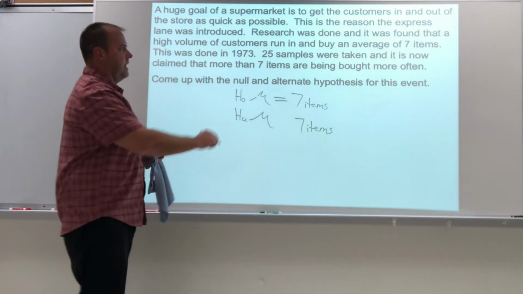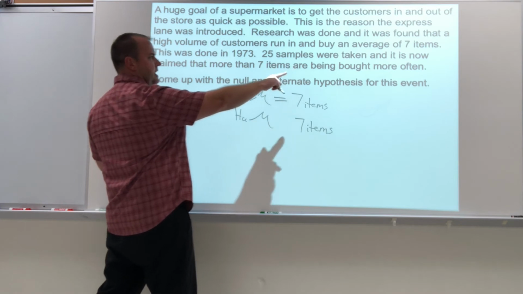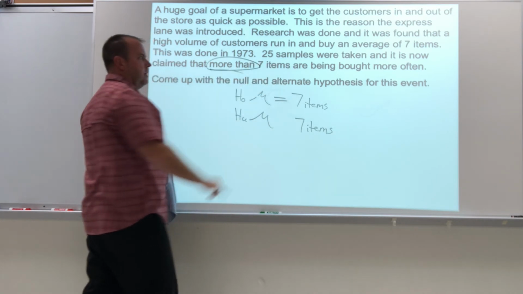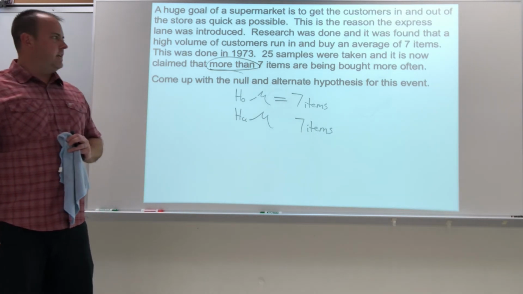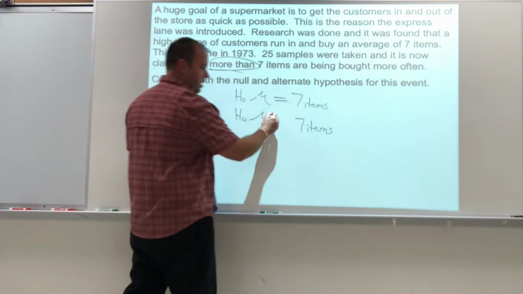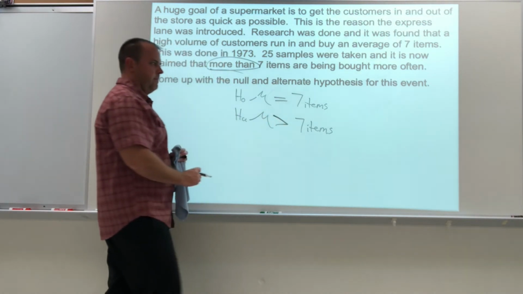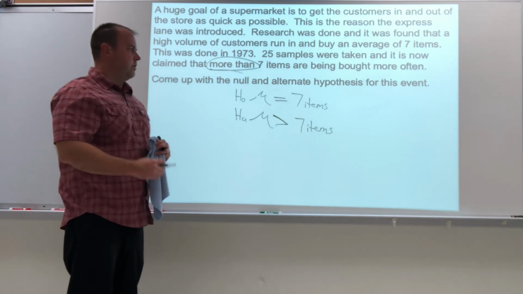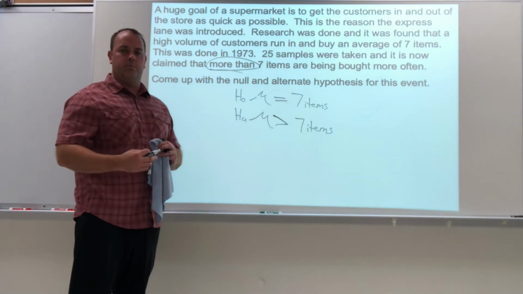Since we think it says 25 cents were taken, and it is now claimed that more than 7 items are being bought at a time, so more, we think it's increasing, we're going with greater than. Here's our null, here's our alternative. So that would be our starting point for our test.